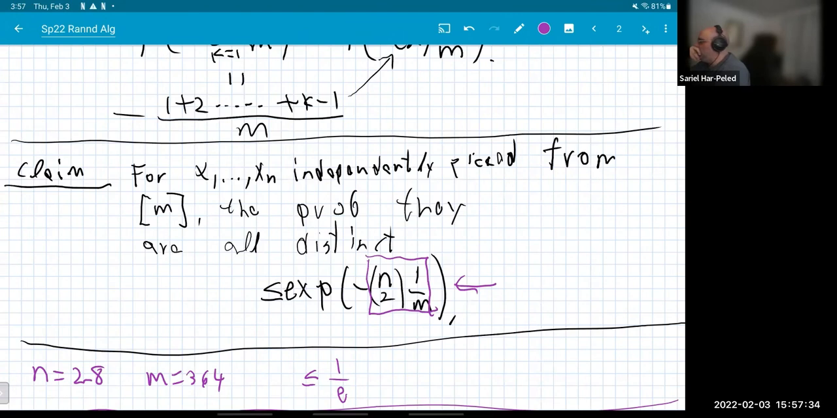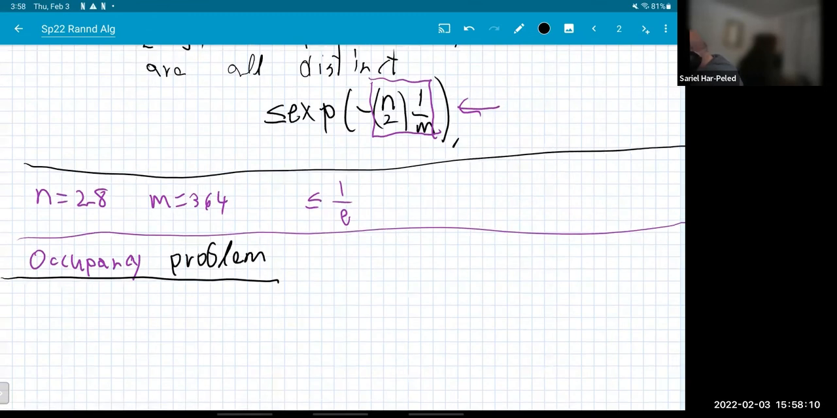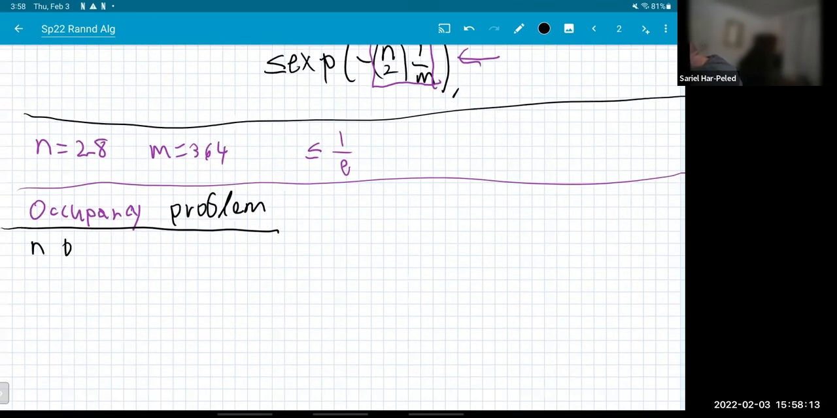Okay, so that was the birthday paradox. Now I'm going to speak about the occupancy problem. Occupancy is essentially the same problem, but it's the standard name given to this problem. So, the occupancy problem: we are going to be throwing n balls into n bins.